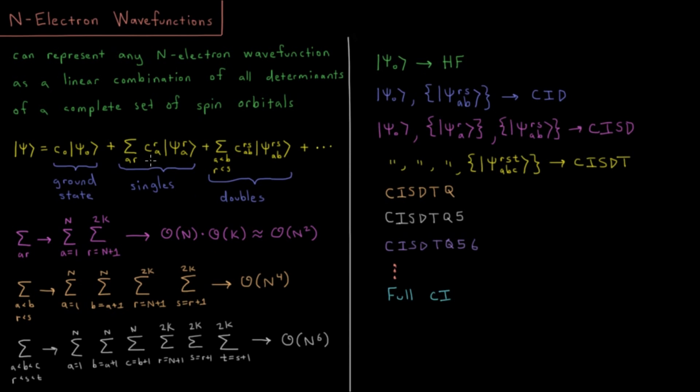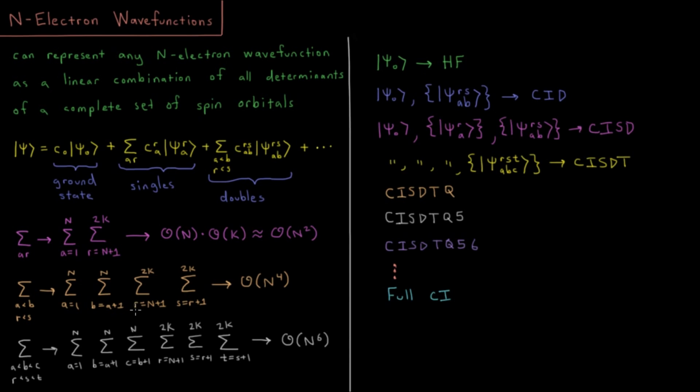And similarly for the doubly excited states, we're doing pairwise sums there for A and B, the ground state occupied, and R and S, the ground state unoccupied orbitals. Same there, A equals 1 to n, B equals A plus 1 to n, pairwise sum.